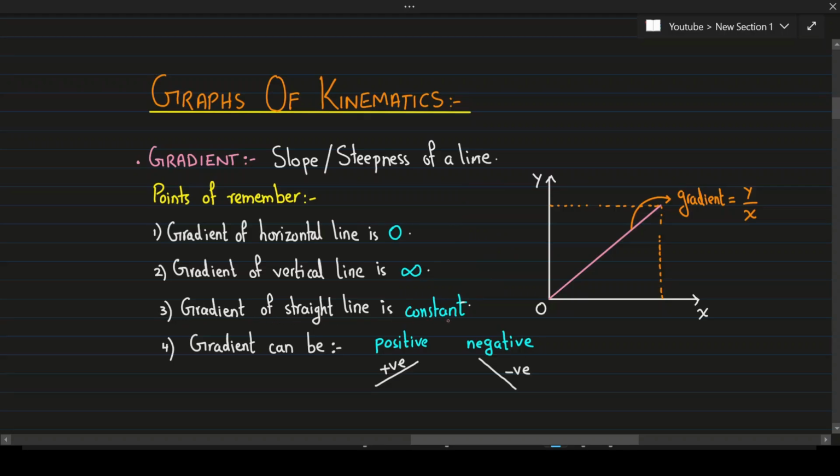The gradient of a straight line, straight line means like this, a line that is straight, has a constant gradient. Its gradient never changes. Then the fourth point is that gradient can be positive as well as negative. For positive the line goes like this, and for negative gradient the line goes like this. So from the line shape you should get an idea whether the gradient is positive or negative. So this was the concept of gradient that you must remember when solving the MCQs of graphs.